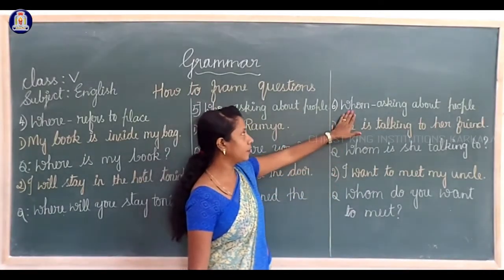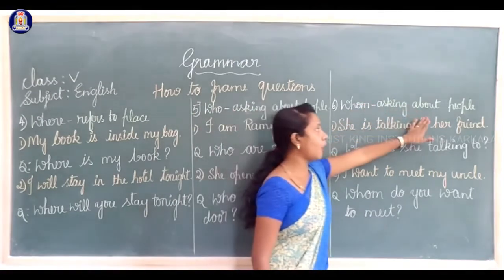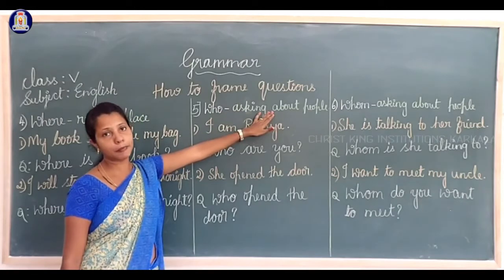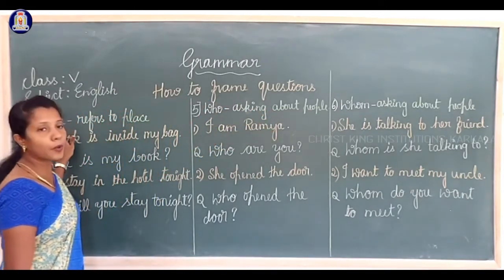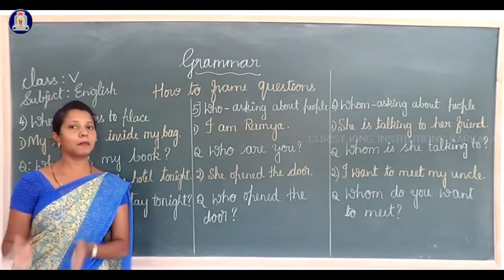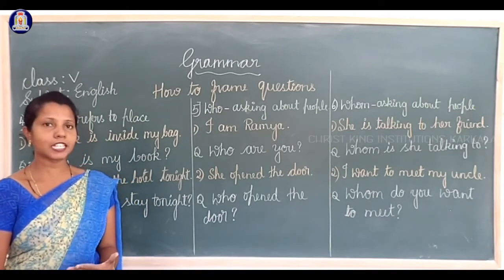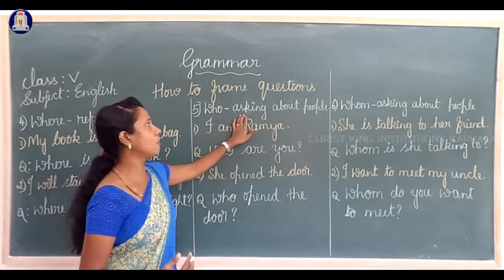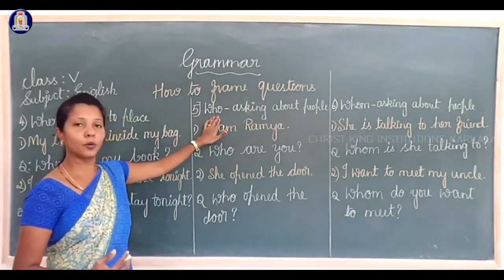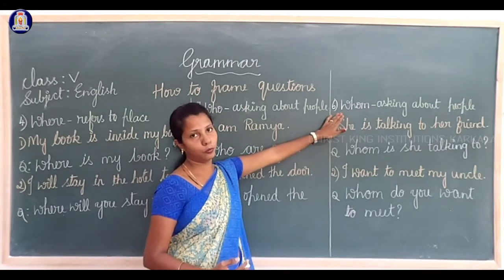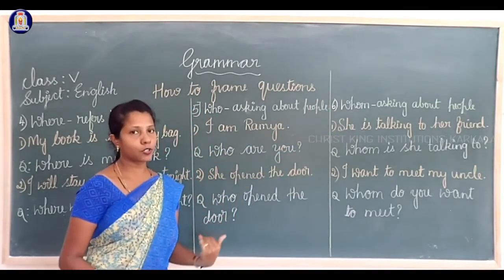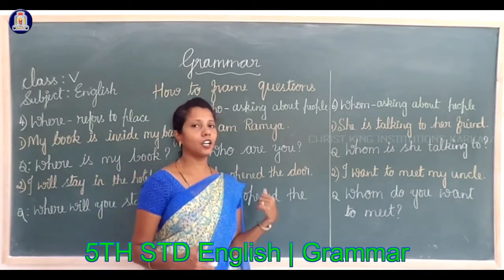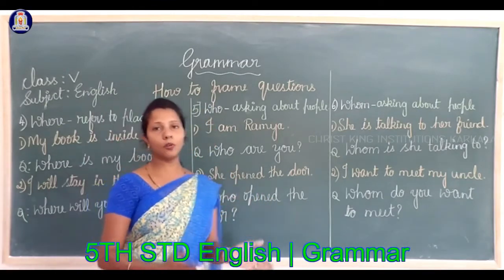So when do we use who? Asking about people. When do we use whom? It's again asking about people. And when do we use where? This is regarding the place. If we want to know about the place, we use where. If we want to know about people, we ask who and whom. But we should know where to use who and where to use whom. So this is regarding where, who and whom.